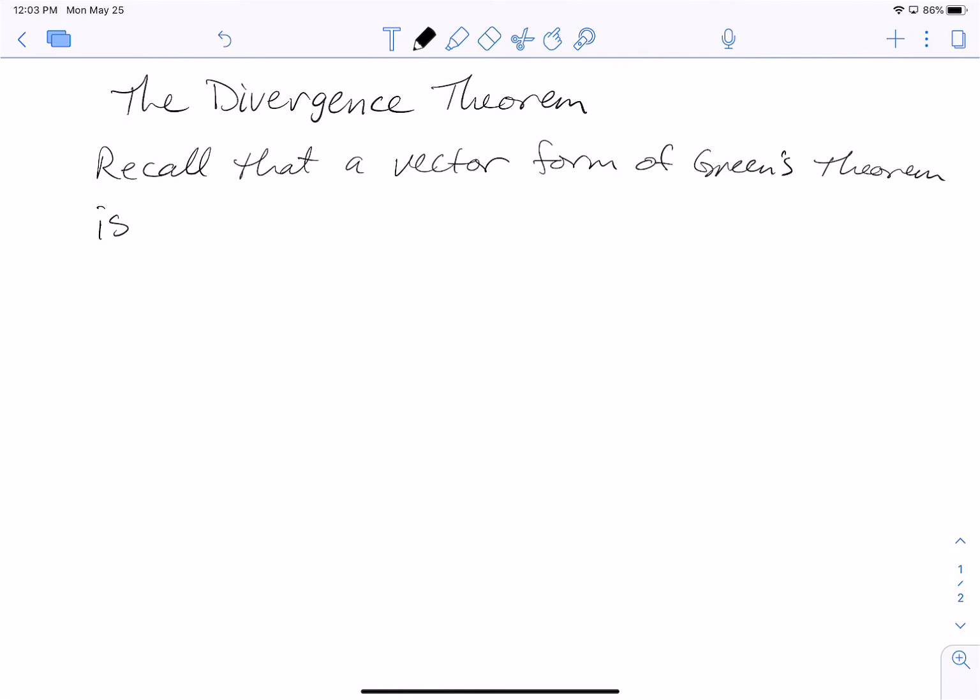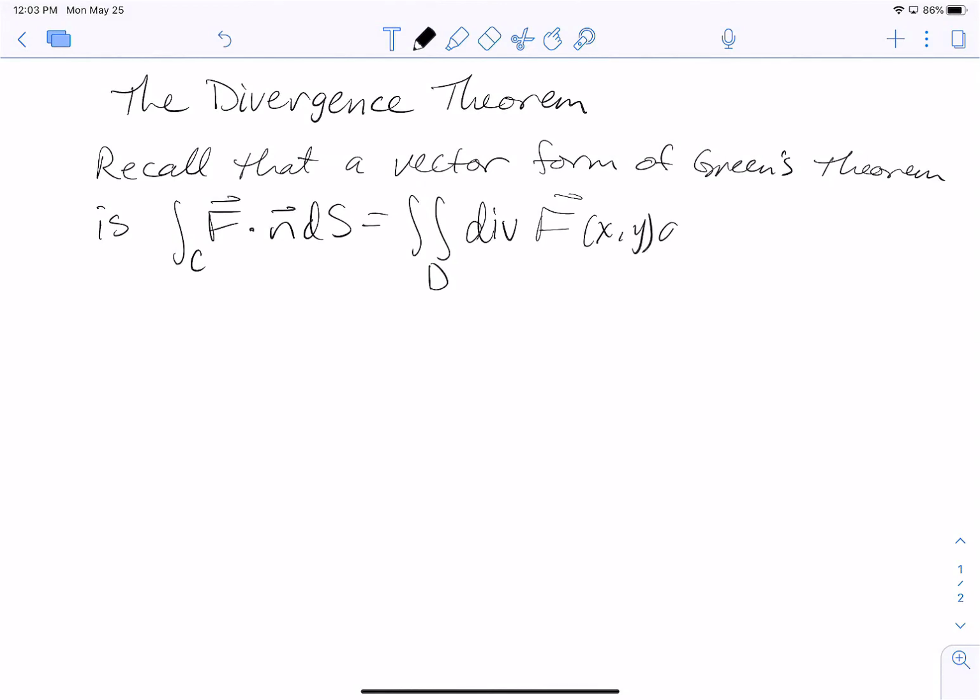Before we look at the divergence theorem, we're going to remind ourselves that we have seen a vector form of Green's theorem, and that is that the line integral over C of F dot n ds is equal to the double integral over D of the divergence of F at (x, y) times dA. This is on R2, and the divergence theorem is going to give us a similar result, but in R3.